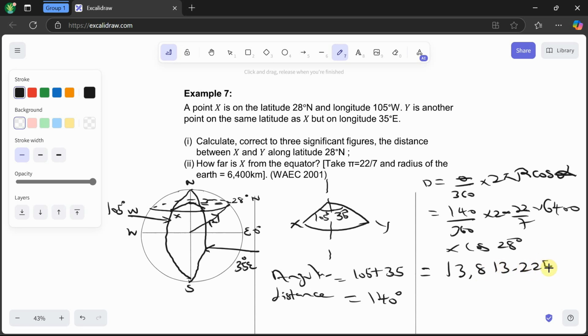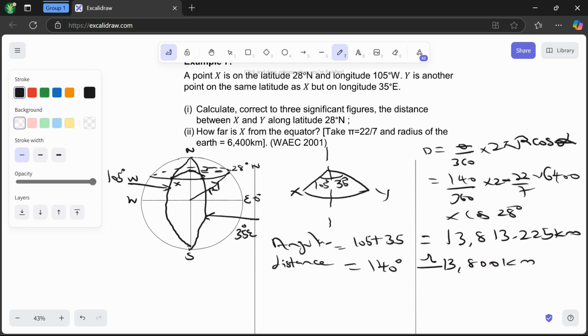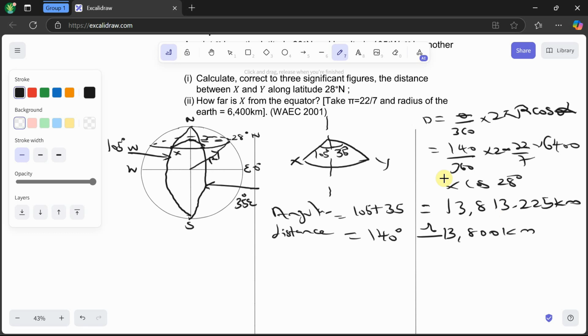13,813.225 kilometers. But they said we should correct it to 3 significant figures, so that will be significant figure 1, significant figure 2, significant figure 3. This is 1, so it cannot change anything. So this will be approximately 13,800 kilometers. Great. So the next question now says, how far is X from the equator? So this is X. Let's assume that this is the equator line, right? Some people draw it like a circle to show the equator, but let's just keep it simple and make it a line.